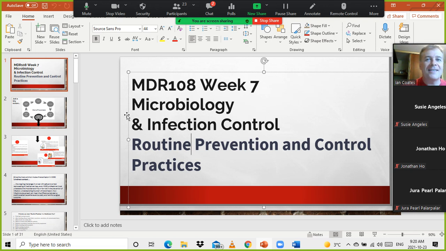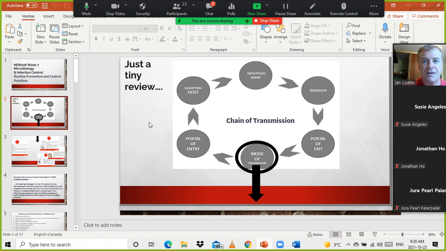Before I get into anything for this week, I'm just going to go on. All right, so let's just have a look here, and just a tiny review. You guys will remember your chain of transmission, right? Wherever you want to start, portal of entry. Okay. Bug gets in, a cut, through your nose, however it is. The susceptible host. Now, the whole idea there, this infectious agent and the reservoir, how it just sits there, we are just incubators for viruses, basically. That's where we're at, right? And your portal of exit here, this all looks familiar, I hope.